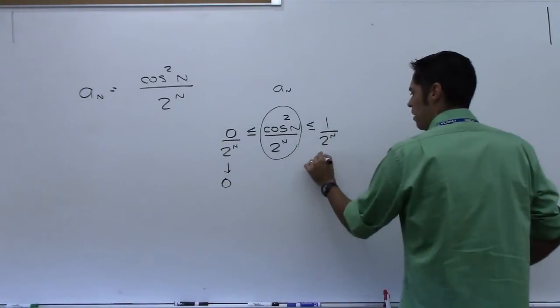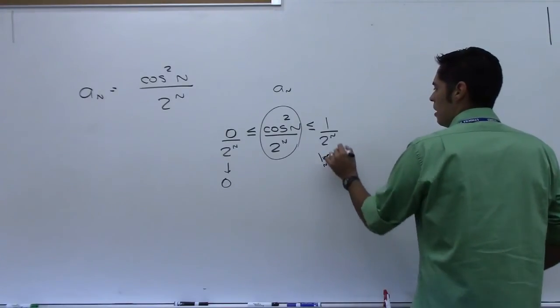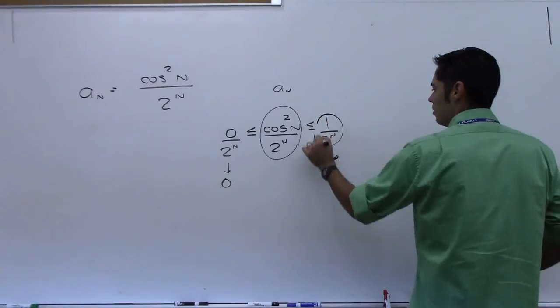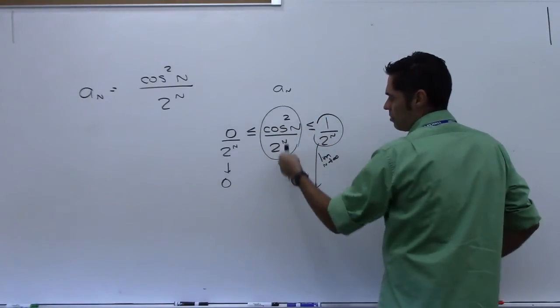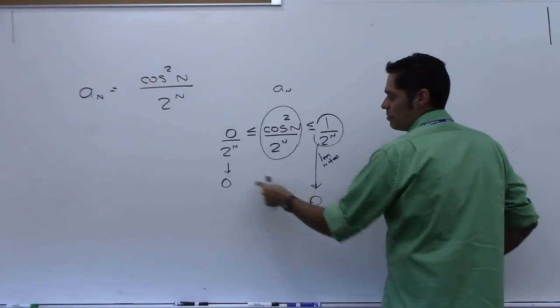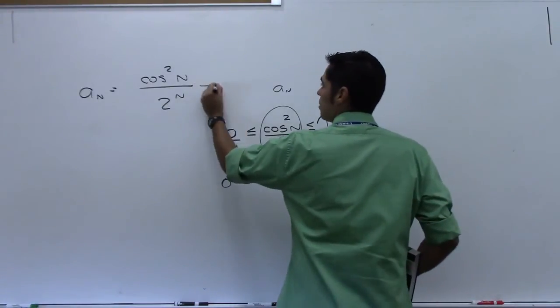On this one, if I take the limit as n goes to infinity, this thing also goes to 0. And so what I've done is I've squeezed the sequence I'm interested in between two things, 0 and 0. And the only number between 0 and 0 is 0 itself. So this converges to 0.